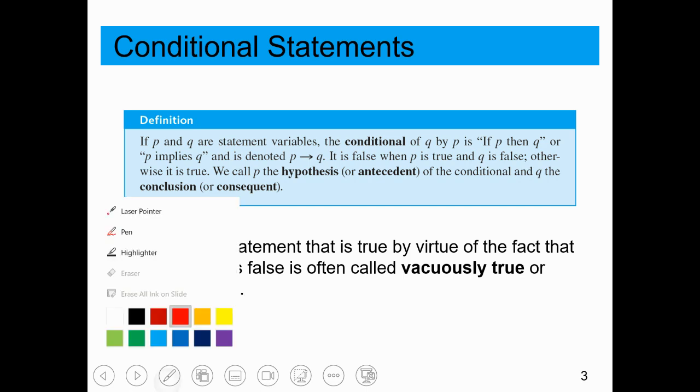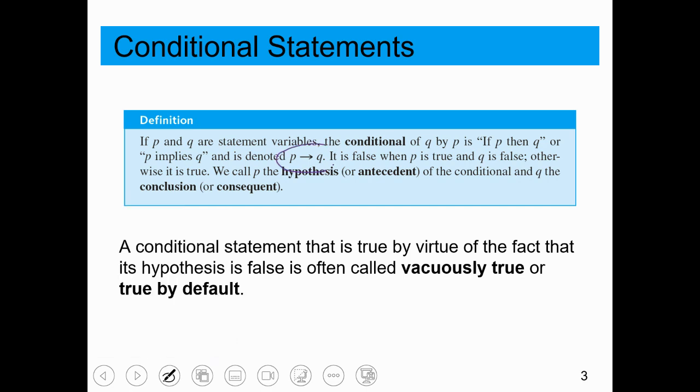And we can write that shorthand with an arrow from P to Q, meaning if P happens, then Q is sure to happen as well. The only time that this conditional statement is false is when P is true and Q is false. Otherwise, P implies Q is true. P is called the hypothesis, also called the antecedent of the conditional, and Q is the conclusion or consequence.